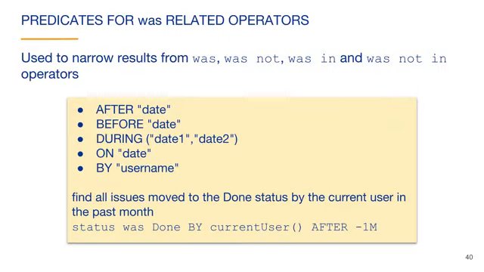The operators with the word was in them can have a predicate appended to the clause. Predicates are used to narrow the search results from the clause. Here is the list of predicates for these operators. The after, before, during, and on predicates are used to limit the date range of the query. The by predicate is used to specify the user performing the change. This example finds all issues that were moved to the done status by the current user in the past month. Notice that predicates can be combined, as we see here with the by and after predicates.